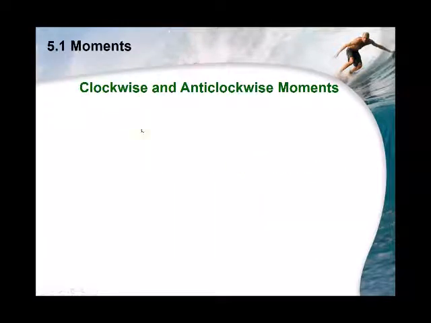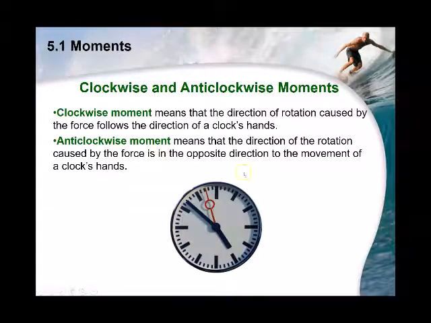Next we want to talk about the clockwise and anti-clockwise moment. What does that mean? When we look at the hands of a clock, a clockwise moment means that the direction of rotation caused by the force follows the direction of a clock's hand. How does a clock's hand look like? It will look like this, and if the clock's hand were to turn, it will turn in this direction. So this is following the clockwise direction, following the hands of the clock. All these will be clockwise direction.